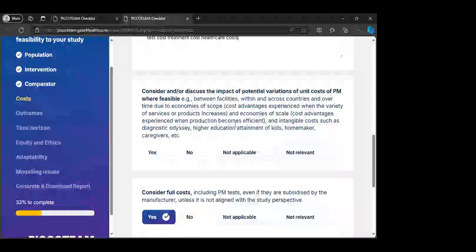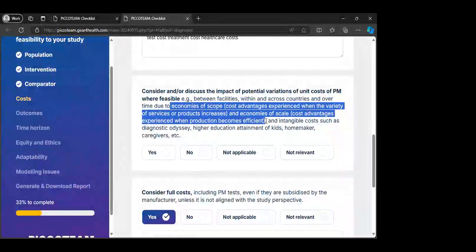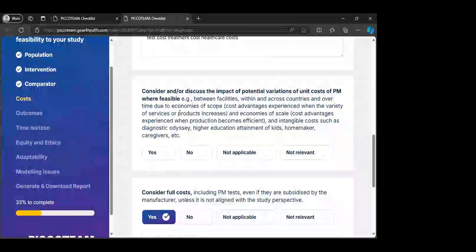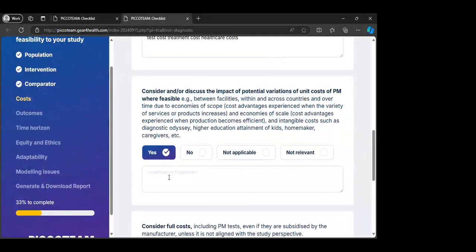And it takes time for you to collect the evidence, or it's brand new and you can only discuss about the likely scenarios once it's being implemented, then you can at least discuss about it. So in our case, we would be discussing economies of scope.